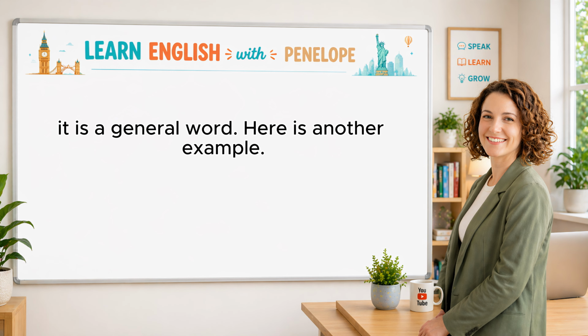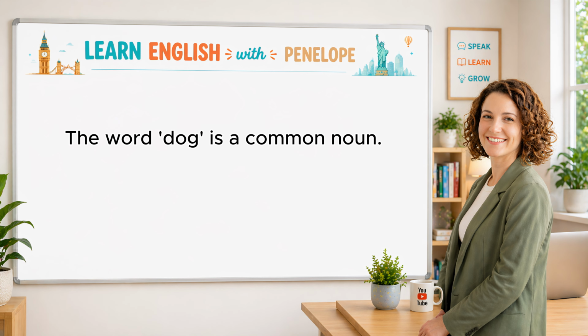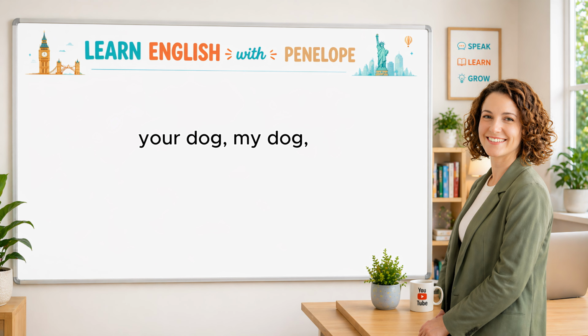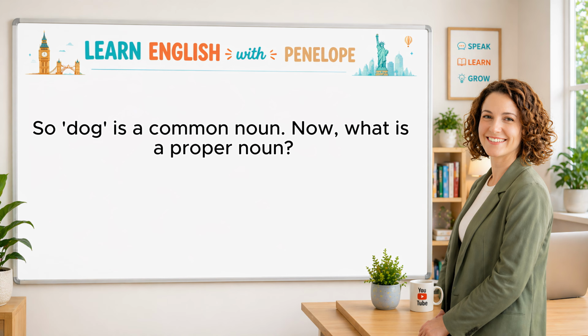Here is another example. The word dog is a common noun. It tells us the type of animal, a dog, but it does not tell us which dog. It could be your dog, my dog, a small dog, a big dog. It is just a general word. So dog is a common noun.